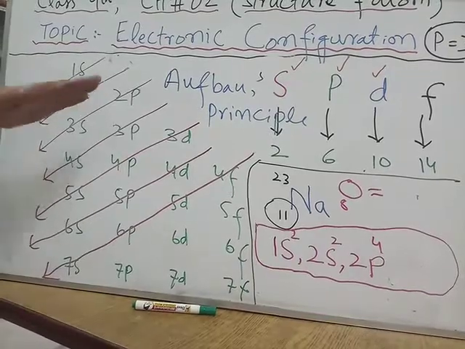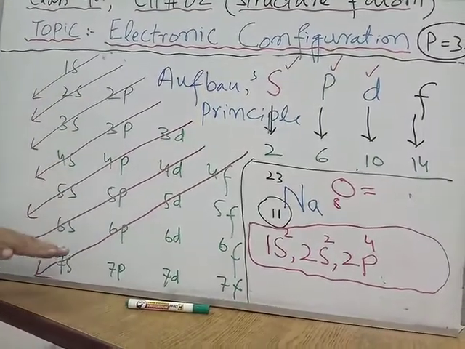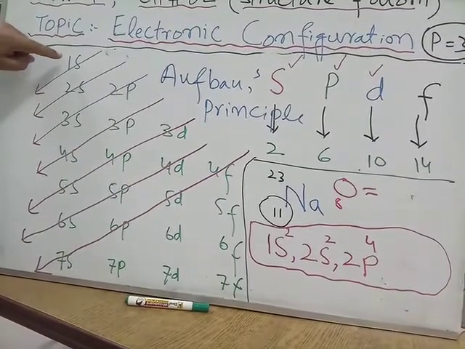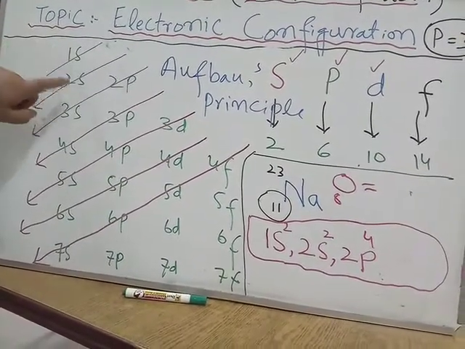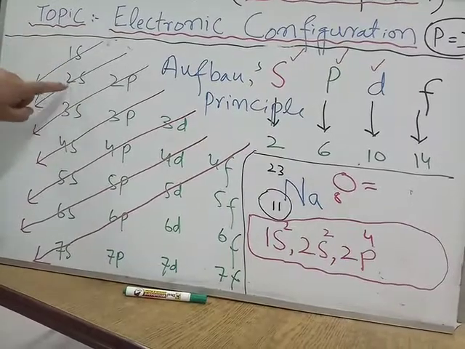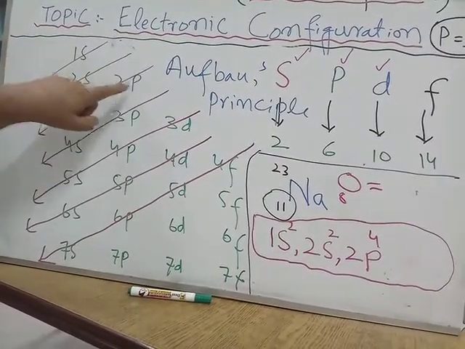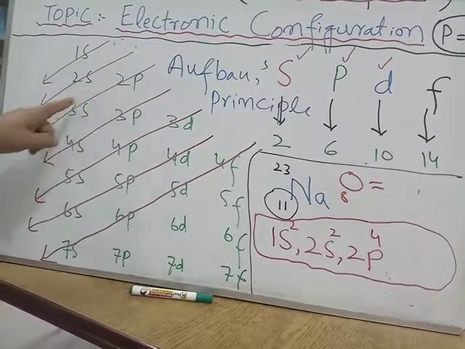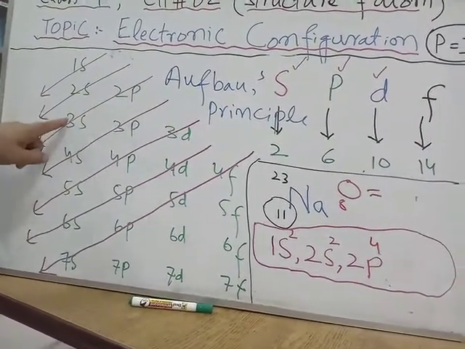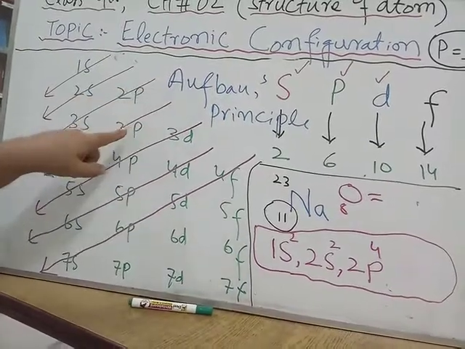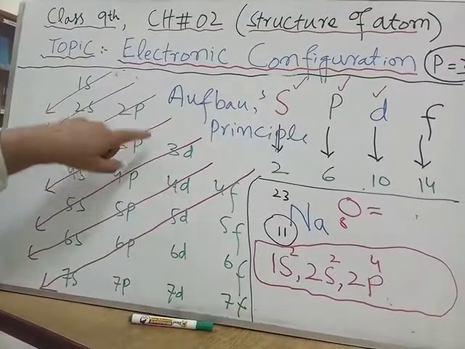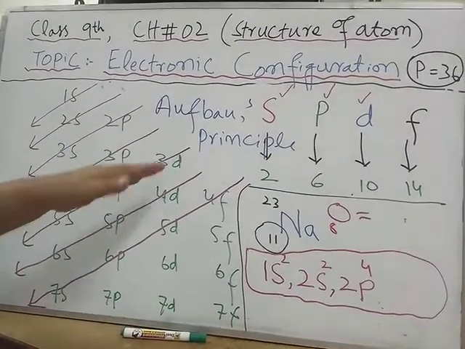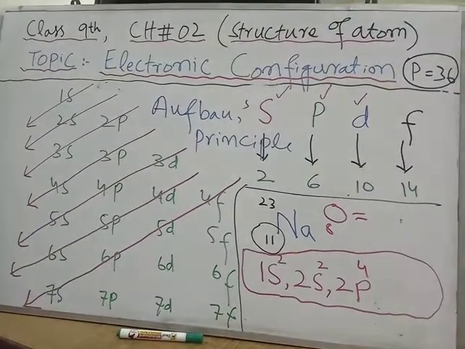And remember that this is the increasing order of energy of the subshells. The energy of 1s is less, 2s has greater energy than 1s. Similarly, 2p has greater energy than 2s, and the energy of 3s is greater than 2p. From 3s we will proceed towards 3p. The energy of 3p is more than 3s. So this is actually the increasing order of energy of subshells.